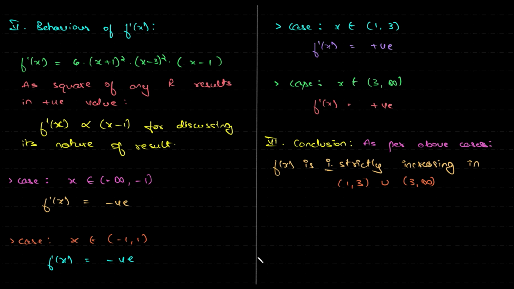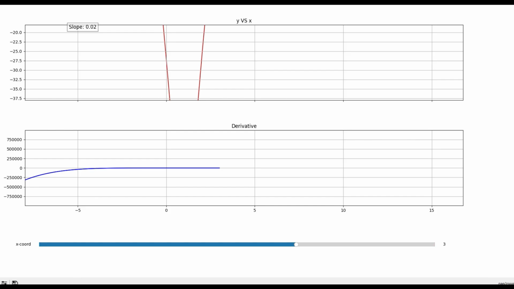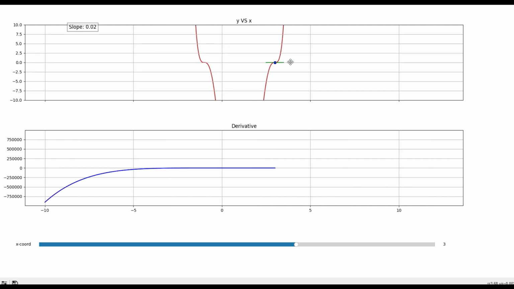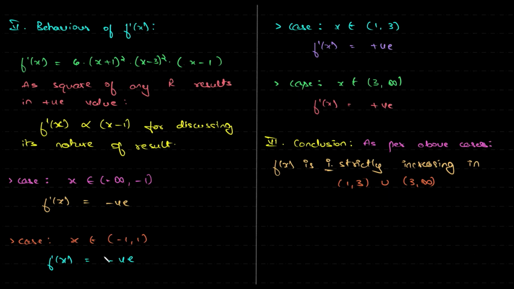Okay, that makes sense. Are you able to get that? Let's see if I'm able to see from here. Yeah, we can see that this is 0. And here too we have a 0. That's what we are able to see over here at minus 1. And this is strictly decreasing in minus infinity till minus 1, and union minus 1 till 1.